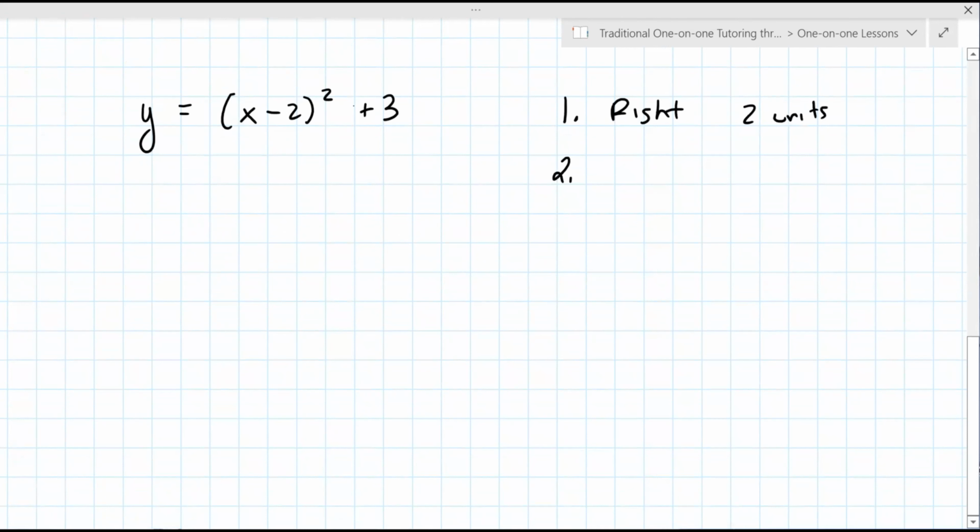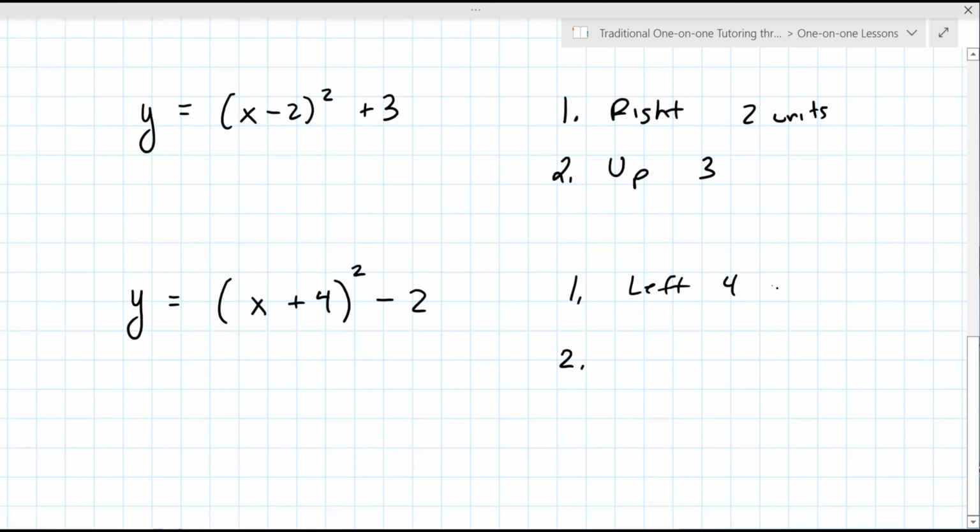Okay, and this 3 is a 3 up or 3 down? 3 up. So 3 up. Okay, perfect. All right. Let's try another one here. Let's go x plus 4 minus 2. What are the two transformations on this one? So it would go left 4 units and then down 2 units. Down 2 units. Okay, perfect.